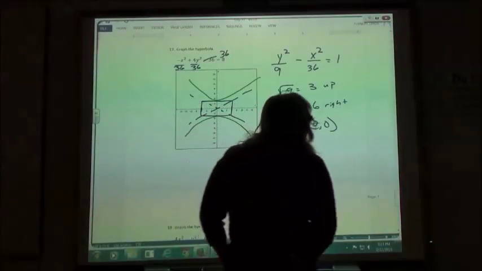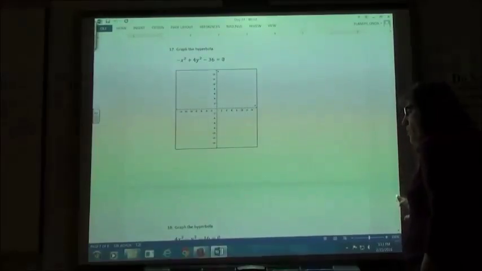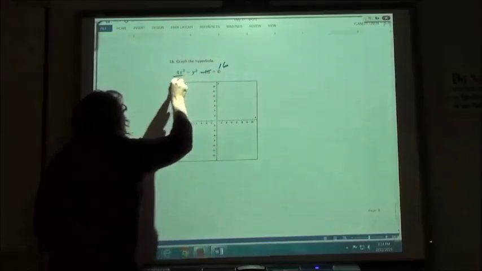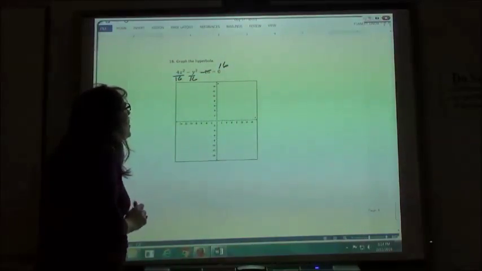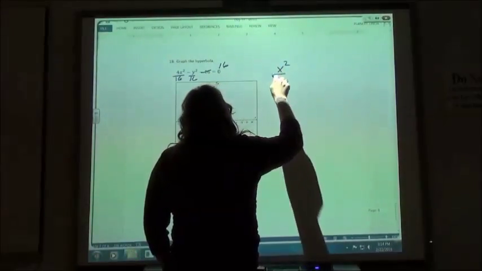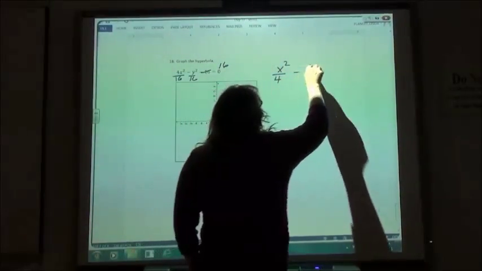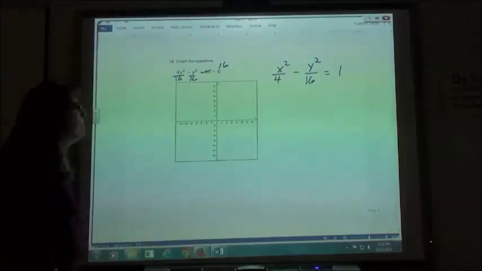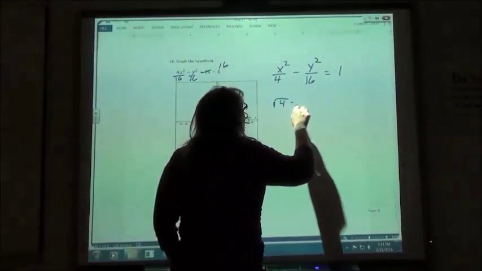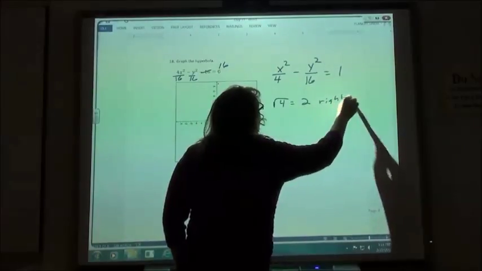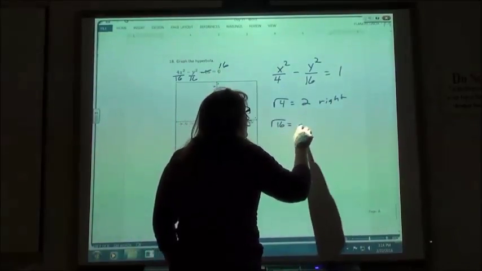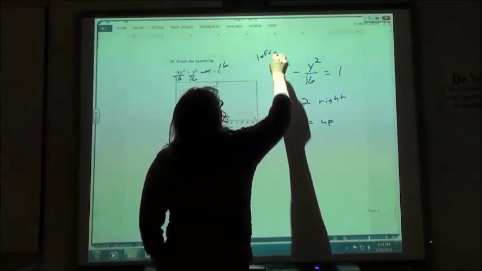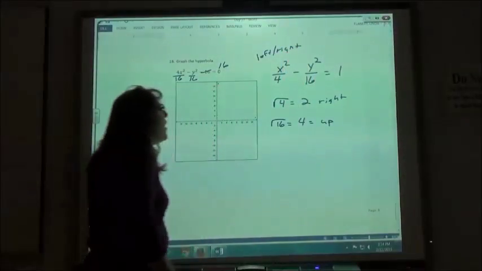One last one on this page. Number 18, again, we are going to do a hyperbola, which is centered around the origin. I'm going to move my 16 over and divide by 16. This time my x squared is positive. So I'm going to have x squared over 16 divided by 4 is 4, minus y squared over 16 divided by 1 is still 16, equals 1. So I'm going to have the square root of 4, which is 2, which is going to go right and left first, and the square root of 16, which is 4, that's going to be my up or down. So since my x squared is positive, we know it's going to go to the left and to the right when we have our hyperbola.